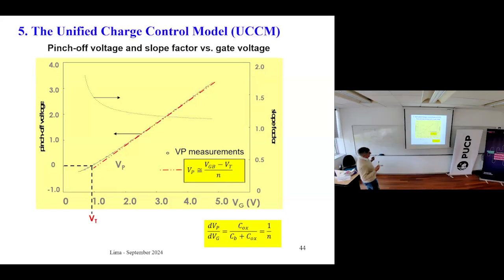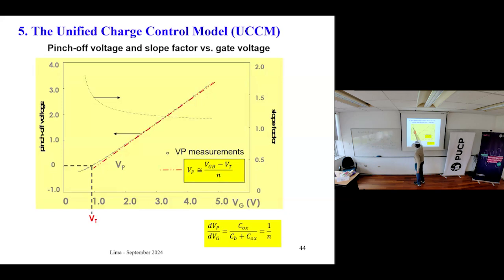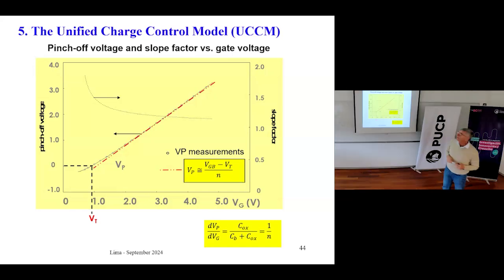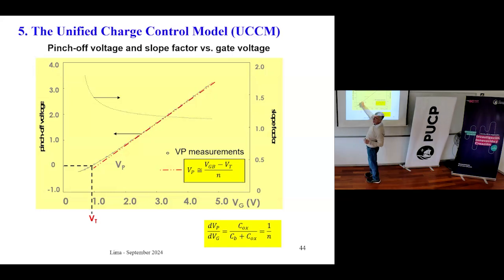But in this graphic, we have the pinch-off voltage VP on the y-axis and the gate voltage on the x-axis. And you see that the linear approximation is not so bad. This is a straight line here, dash-dot, and the real line here. You see that the approximation is not that bad. How do you find the value of n? N is the derivative of the pinch-off voltage in terms of the gate voltage.